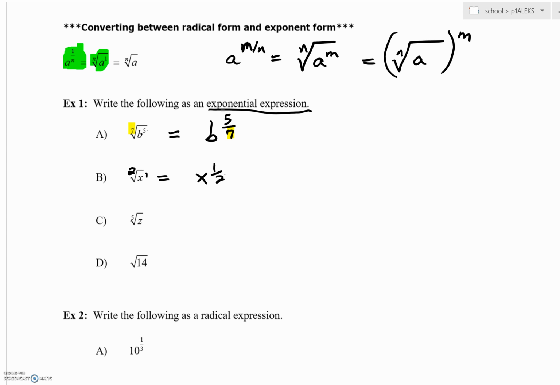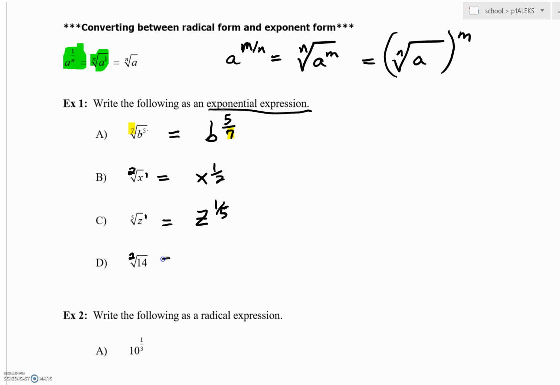Okay, as you take a look at letter C, you can see that we have a 5th root of z to the 1. This will become z to the 1 over 5 power. Again, just hold on to that very important idea that the index, that number in that little crevice, shows up in that denominator.